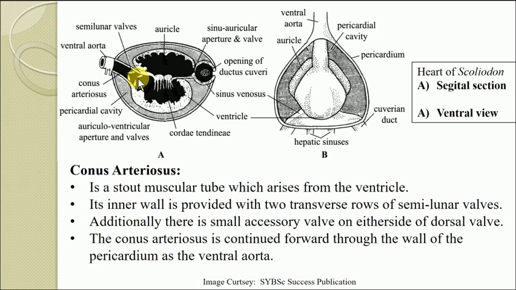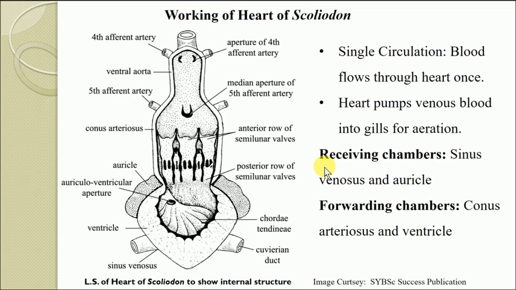The conus arteriosus is continued forward through a wall of pericardium, and this tube is referred to as the ventral aorta. So this ventral aorta is responsible for transporting the deoxygenated blood which is pumped by the heart towards the gills for their oxygenation. So this is about the external and the internal structure of the heart of Scoliodon.